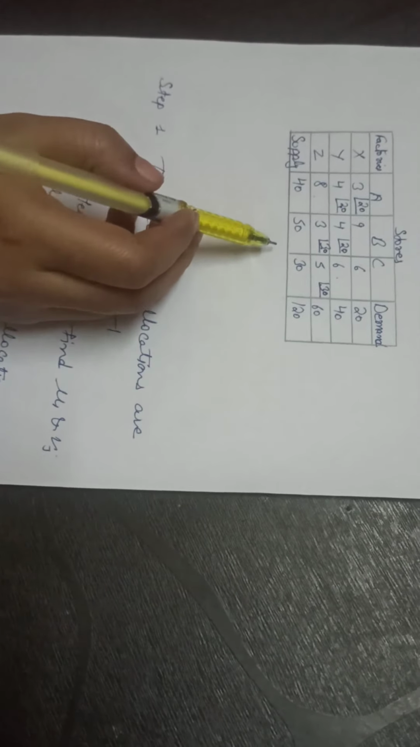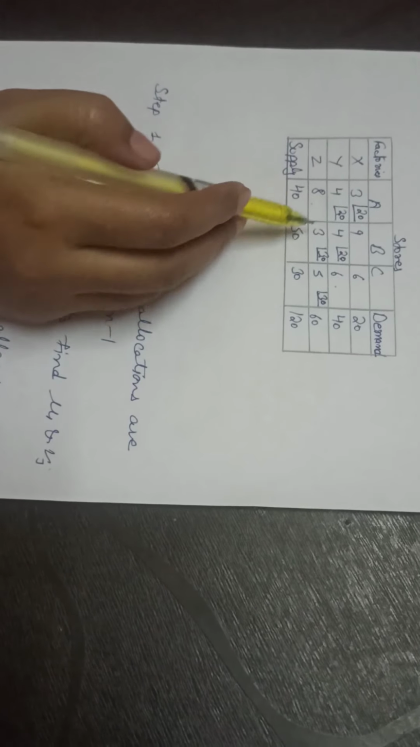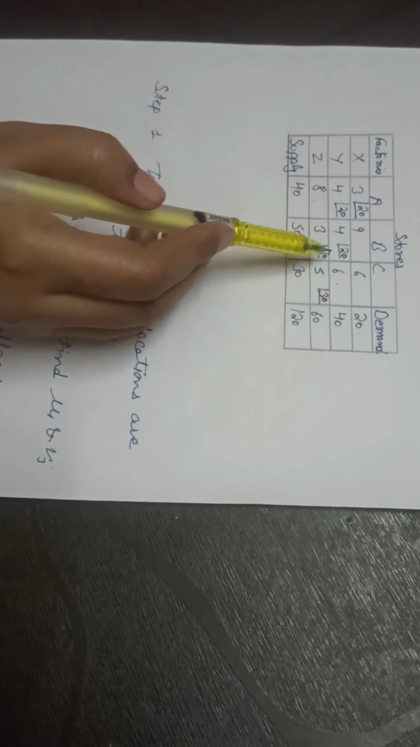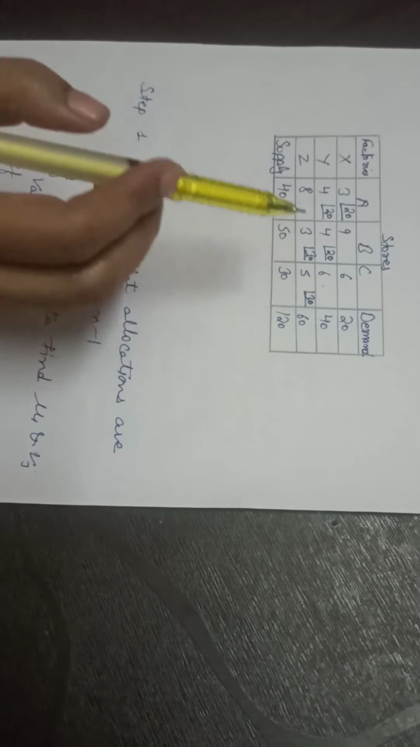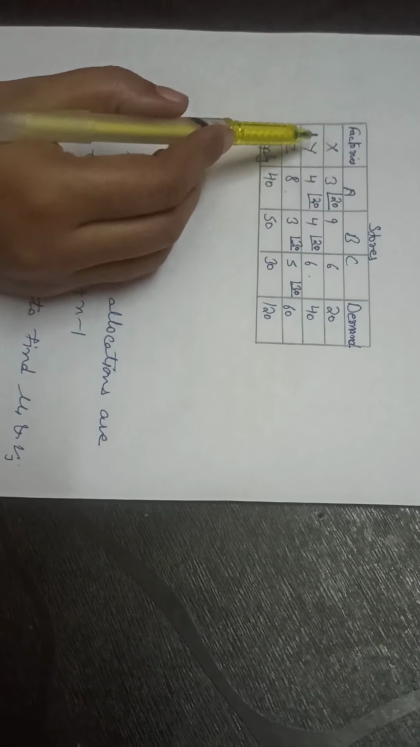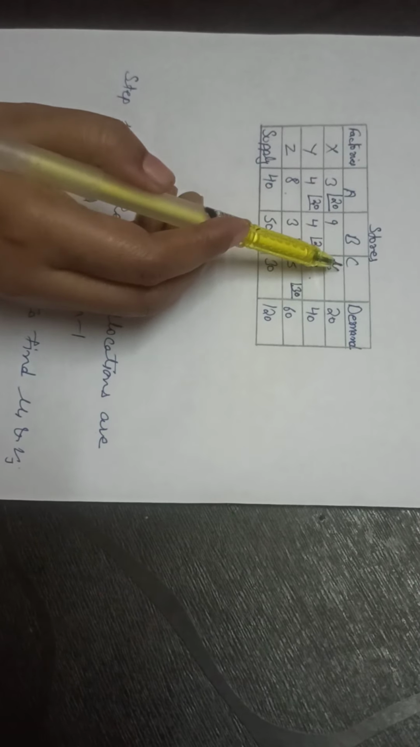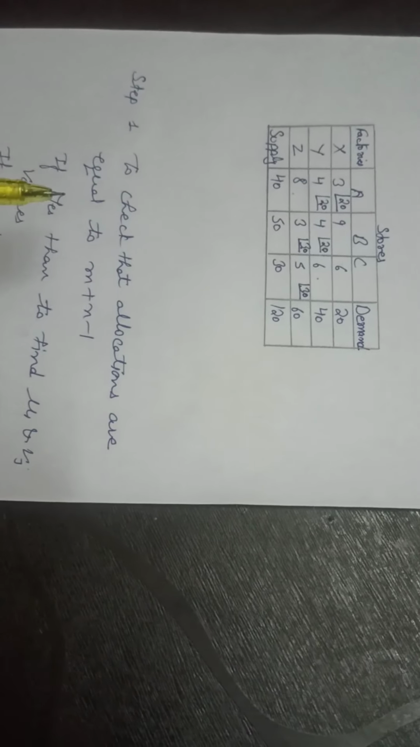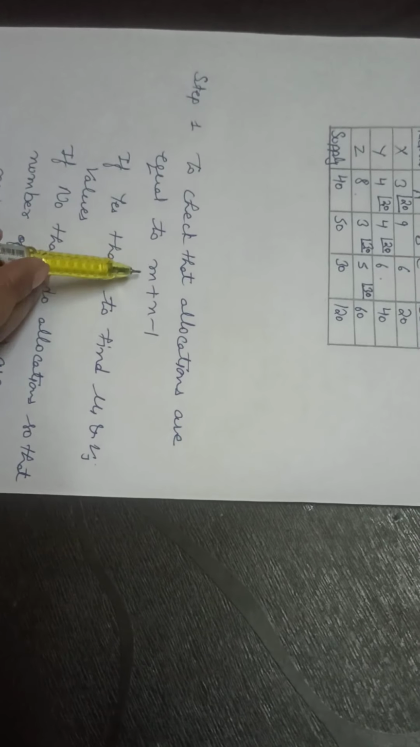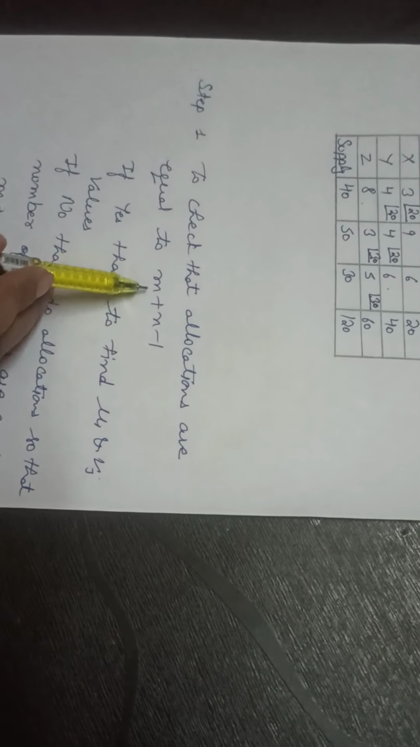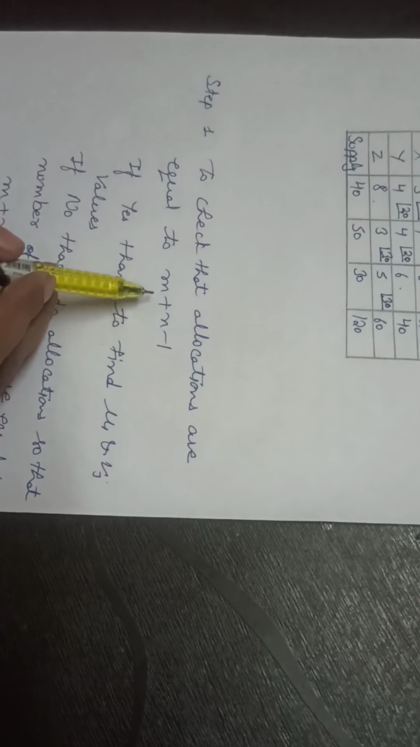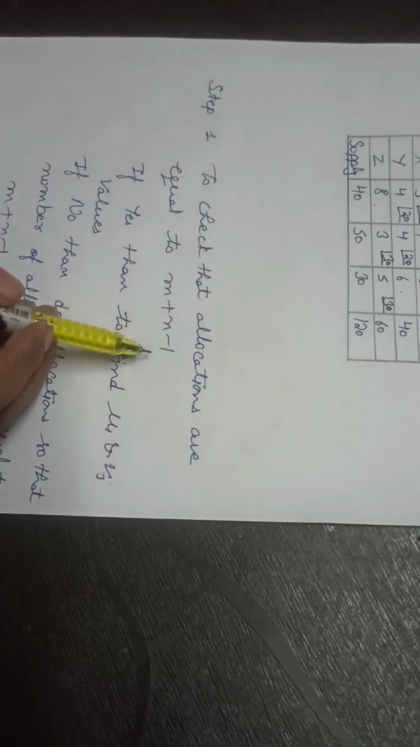Students, now we will check the number of allocations. Here the number of allocations are 1, 2, 3, 4, 5. We have 5 allocations and we have 3 rows and 3 columns. Now we will check step 1. Allocations are equal to m plus n minus 1. m plus n minus 1 means rows plus columns minus 1. Here we have 3 rows and 3 columns. 3 plus 3 is 6, minus 1 is equal to 5.